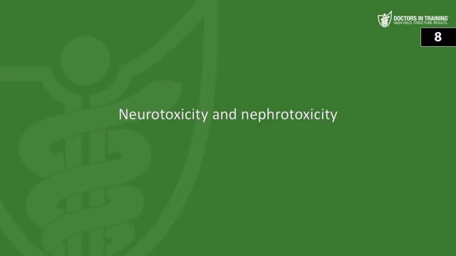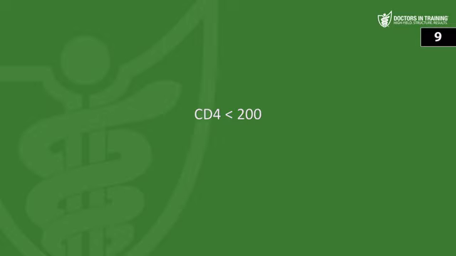What are the major side effects of IV polymyxins? Neurotoxicity and nephrotoxicity. When should trimethoprim-sulfamethoxazole be started for prophylaxis against pneumocystis jirovecii in patients with HIV? That's when the CD4 count falls below 200.